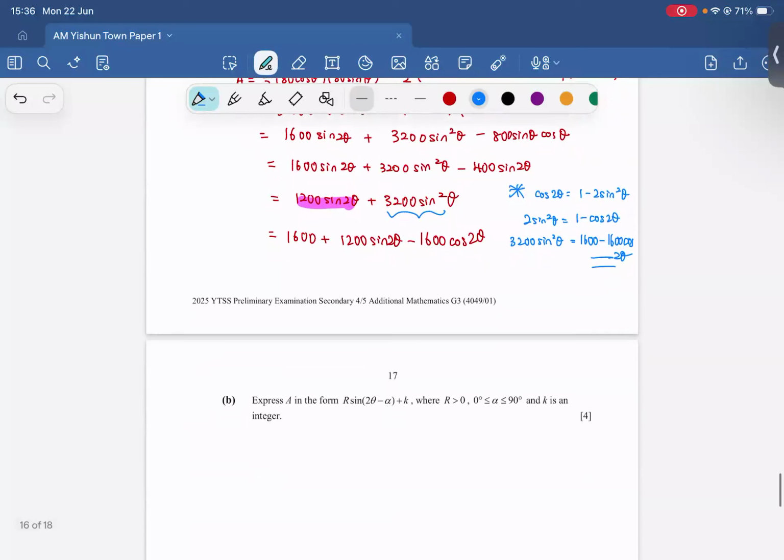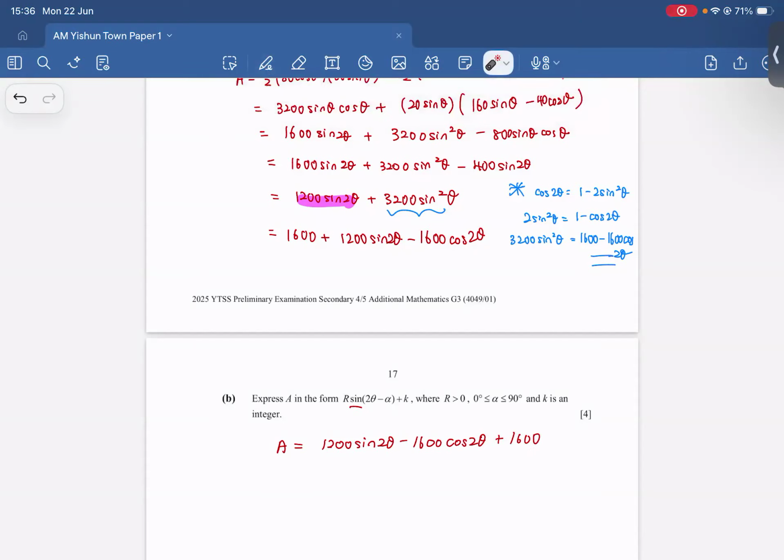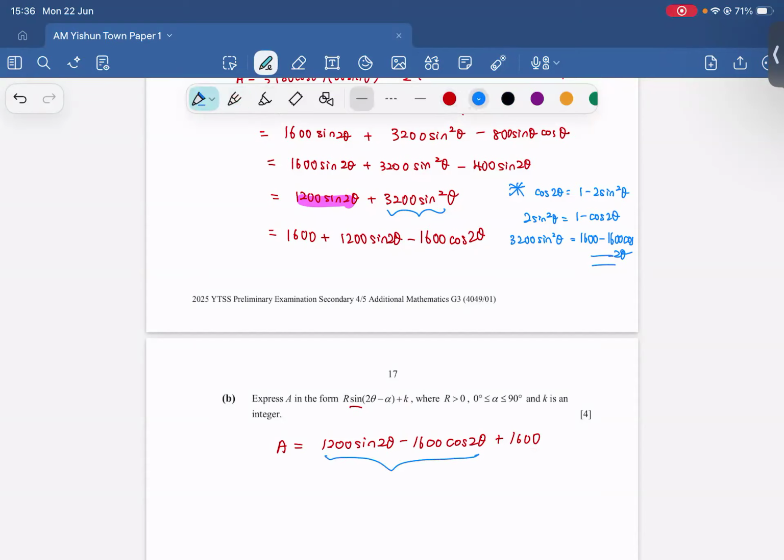Okay, part B. Express A in this form. So our A equals. You see the sine comes first, so you write your sine first. If cos comes first, if they want the R formula in terms of cos, then you write the cos first. When you compare these two, you can see that the 1600 is the K here. So when we do the R formula, we only do this part only. We don't include the K.